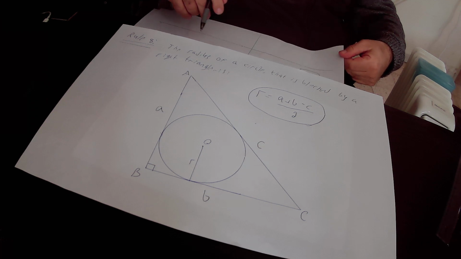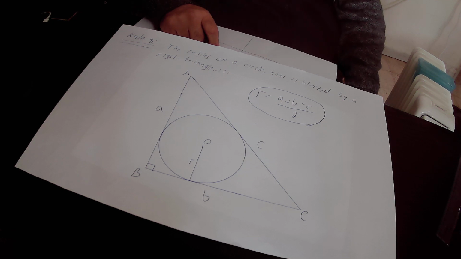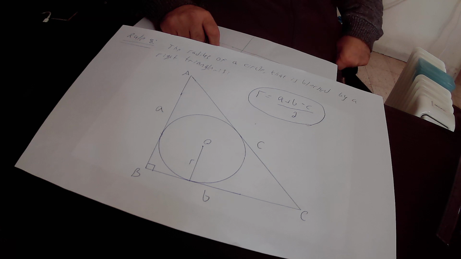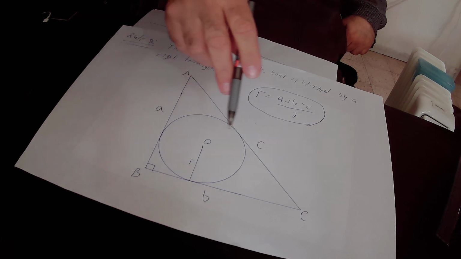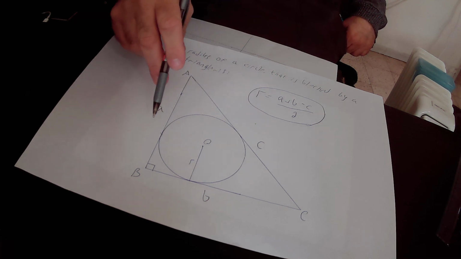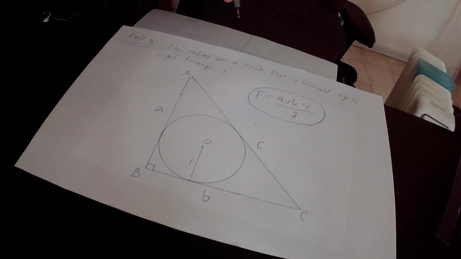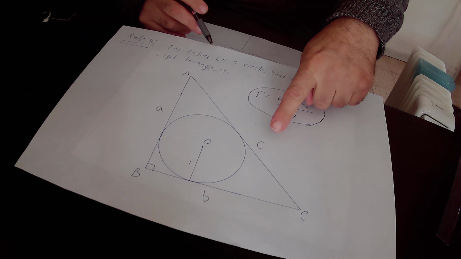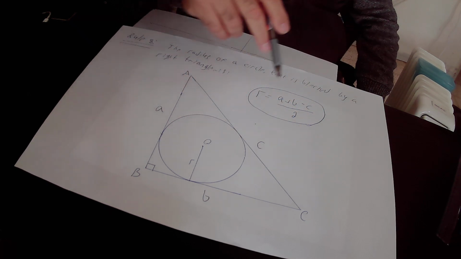According to rule number 8, the radius of a circle that is blocked by a right triangle is R equals A plus B minus C over 2. Here we have the right triangle ABC. This angle ABC equals 90 degrees. Side AB equals A units, side BC equals B units, and finally the length of the hypotenuse AC is C. And the radius of this circle is equal to R.